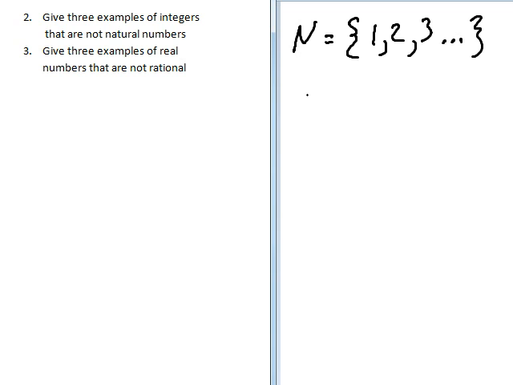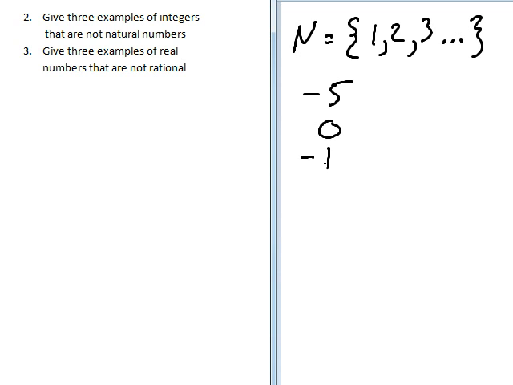One really obvious one is -5. It's an integer, but it's not a natural number. Another one will be 0, because 0 is not on our list up here. And a final one is just a matter of picking another negative integer, like -1. It doesn't really matter which 3 you pick, just pick any 3 integers that aren't on that list and you're golden.